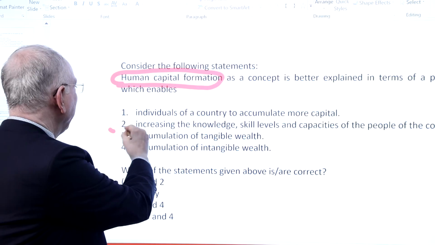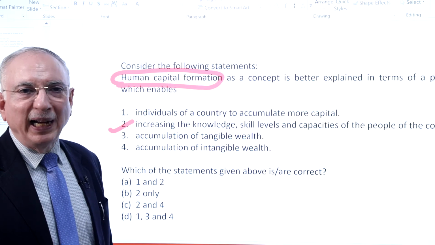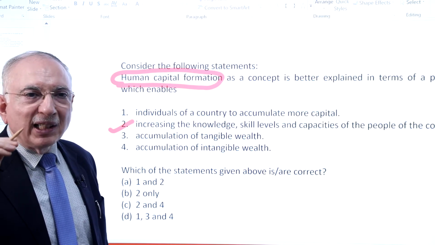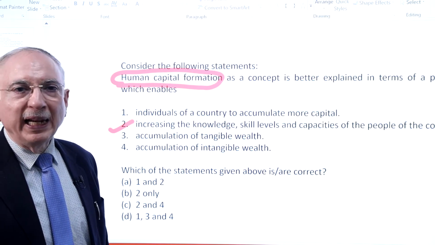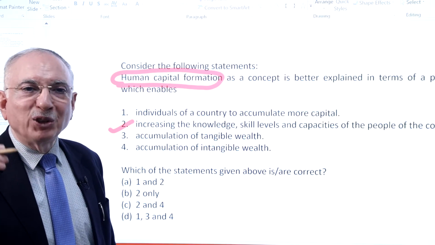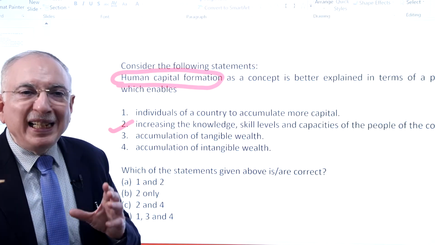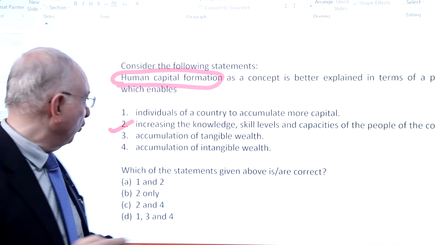Therefore, statement 2 is correct. Intangible wealth consists of factors such as good health, good education indices, and the trust among people in a society, an efficient judicial system, clear property rights, effective government, and so on and so forth. Human capital formation enables accumulation of intangible wealth. Hence, statement 4 is correct.